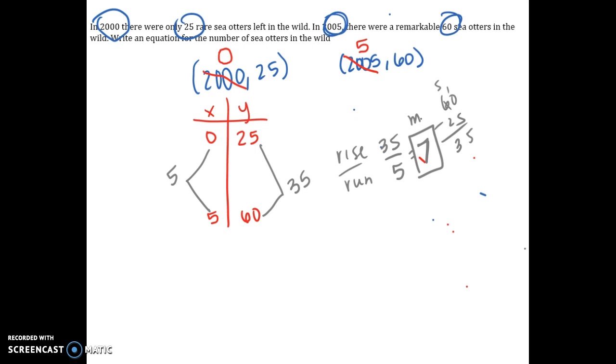And then your b, you want the number where x equals 0. Well, conveniently, you already have that. You established that your b was 25. That's how much you're starting with in the year 2000. So it would be y equals 7x plus 25. And there's your answer.